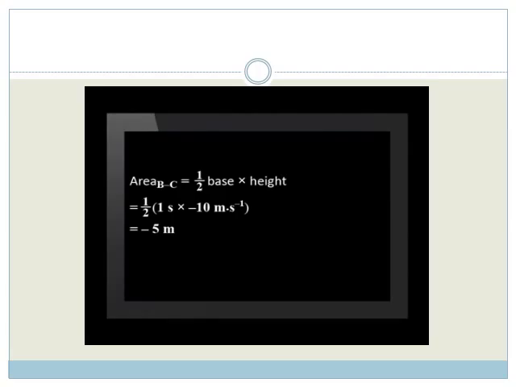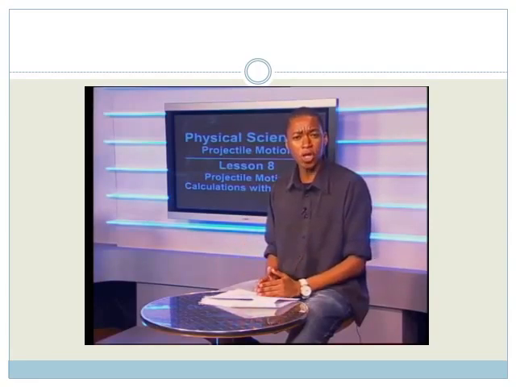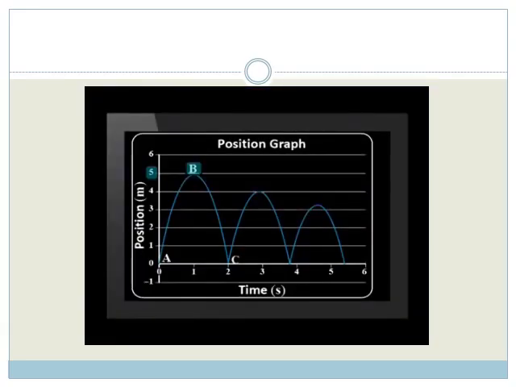The ball moves 5 meters downward in this interval. Again, we expected this answer. Let's look at the position time graph. The ball moves from 5 meters above the ground down to the ground during this interval. In other words, its displacement is 5 meters downward.